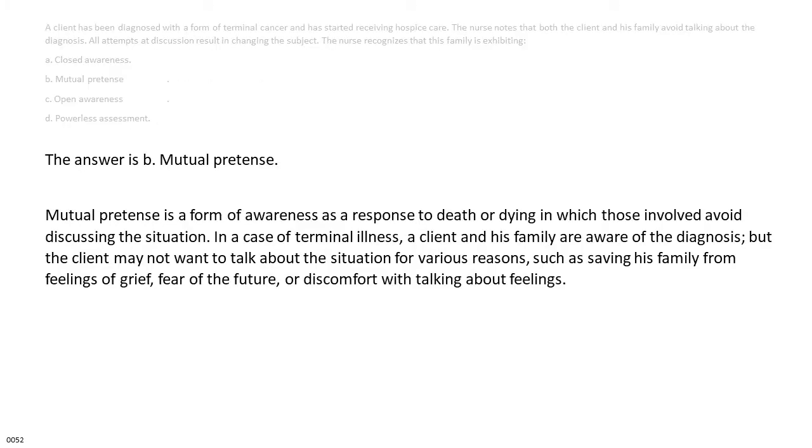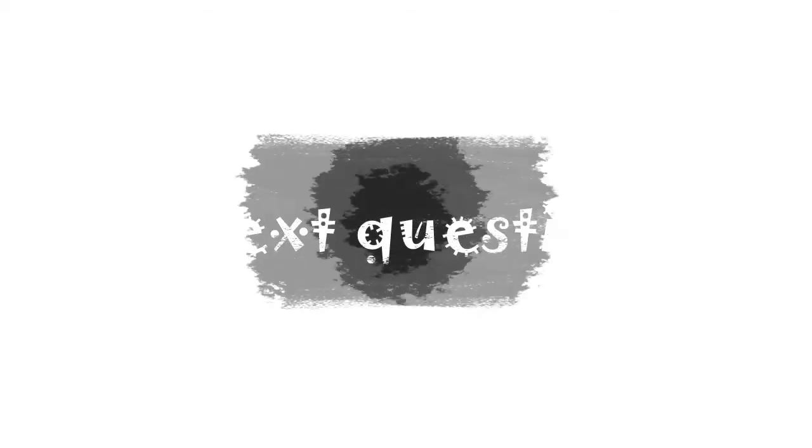The answer is B. Mutual pretense. Mutual pretense is a form of awareness as a response to death or dying in which those involved avoid discussing the situation. In a case of terminal illness, a client and his family are aware of the diagnosis, but the client may not want to talk about the situation for various reasons, such as saving his family from feelings of grief, fear of the future, or discomfort with talking about feelings.